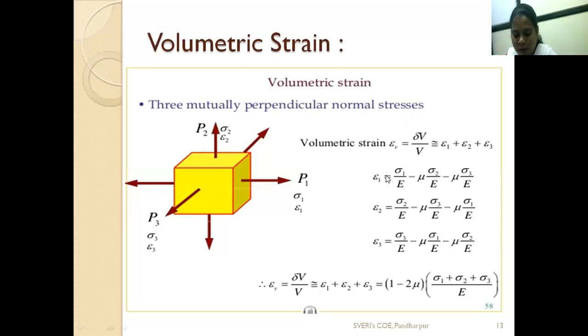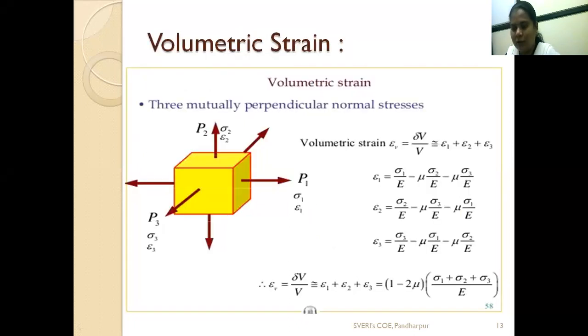Okay, good afternoon all students. In the last lecture, we studied what is meant by volumetric strain, and how to find volumetric strain for a cube, a cylindrical rod, and a rectangular block.